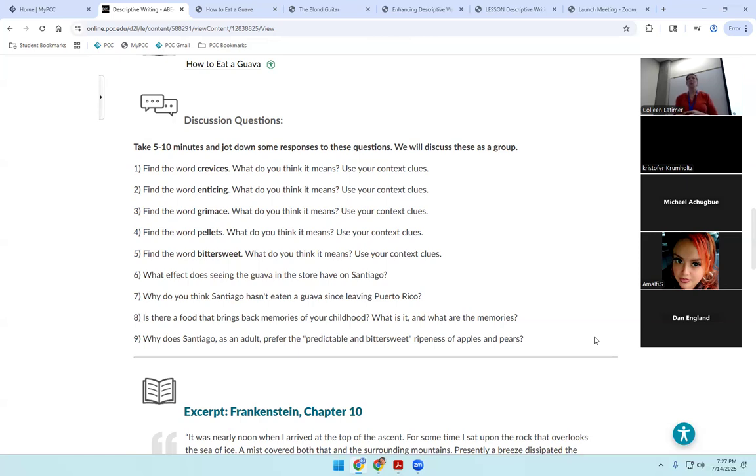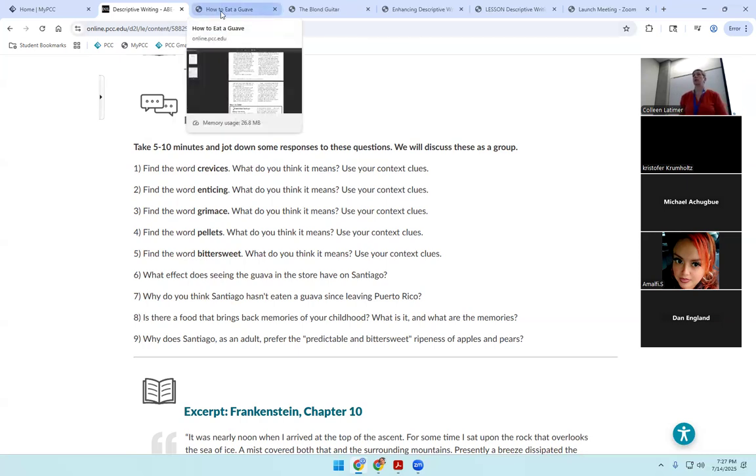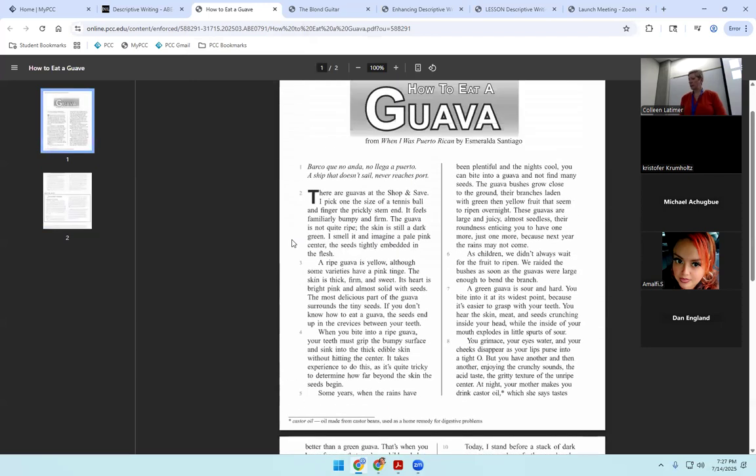Now let's go ahead and work on these questions together unless anybody's still reading. Okay. Awesome. The first one is find the word crevices. What do you think it means? Use your context clues. We've got crevices back here up in paragraph 3. The crevices between your teeth. What does crevice mean? Yeah, something narrow. That's great.